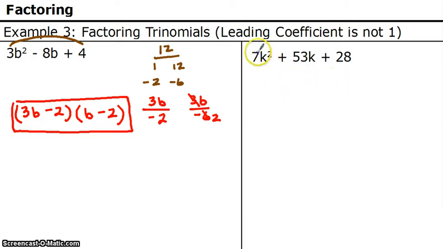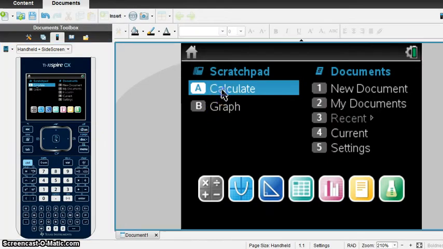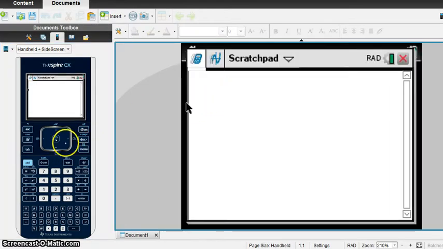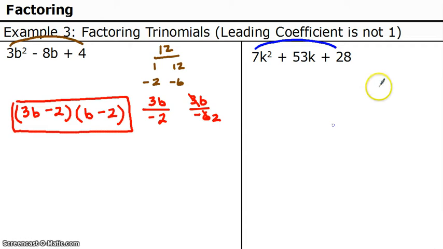All right, so the same deal as the last one. We can't take out a 7 because 53 is not divisible by 7. So we need to multiply the first number times the last number. Now with some of these, your calculator is going to be a help to you. So let's do that here. 7 times 28, so that's 196.